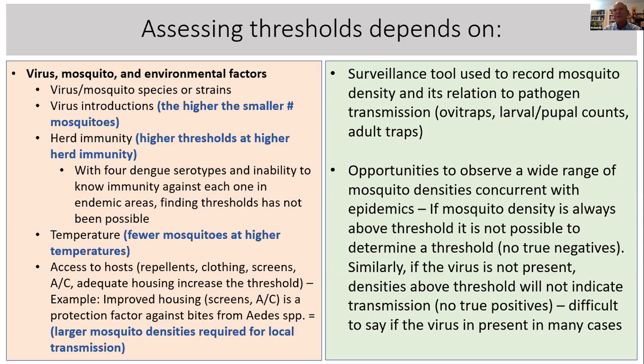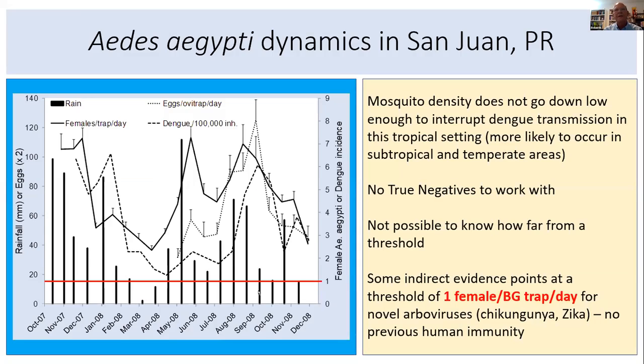But the threshold is going to depend on the surveillance tool that you use. You can use OV traps, immature, sorbate, adult traps. And the opportunities to observe thresholds just by monitoring the population can be tricky, especially in tropical areas where Aedes aegypti density is always above the threshold. So how can you determine the threshold if the mosquito population doesn't go down enough to correlate that with the absence of transmission? So determining thresholds is rather tricky.